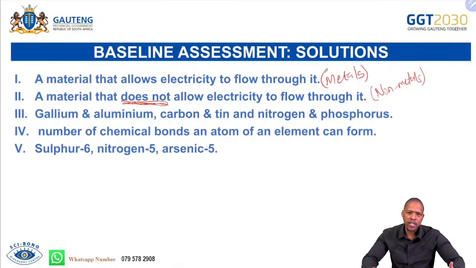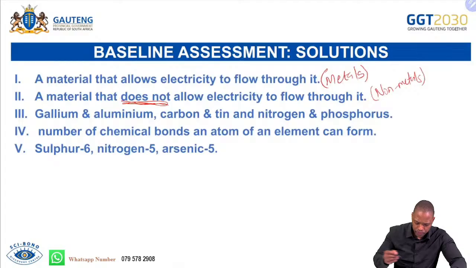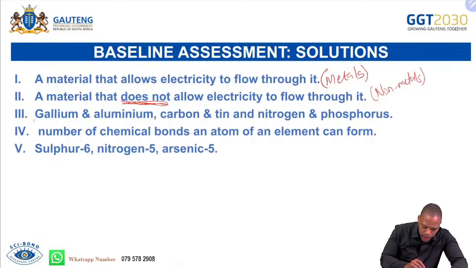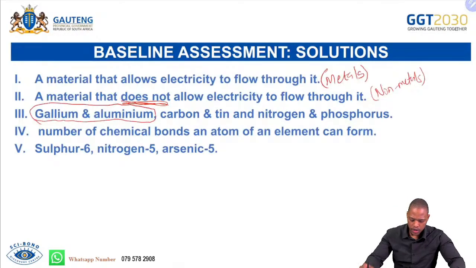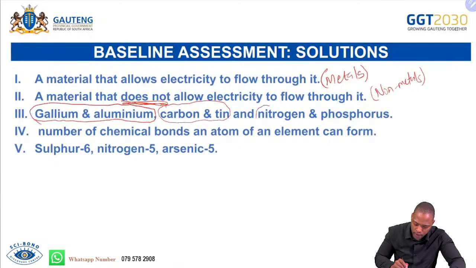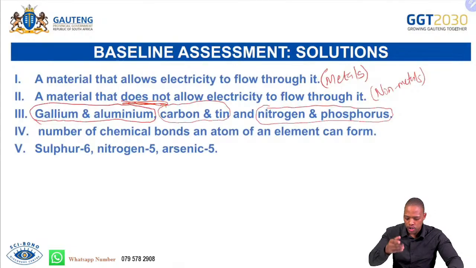Then we said give elements in group 3, group 4, and group 5. In group 3, any two: I chose gallium and aluminium. In group 4, you will find carbon and tin. It's just any two. Elements in group 5 are nitrogen and phosphorus. All the elements in the column where nitrogen is are elements in group 5.